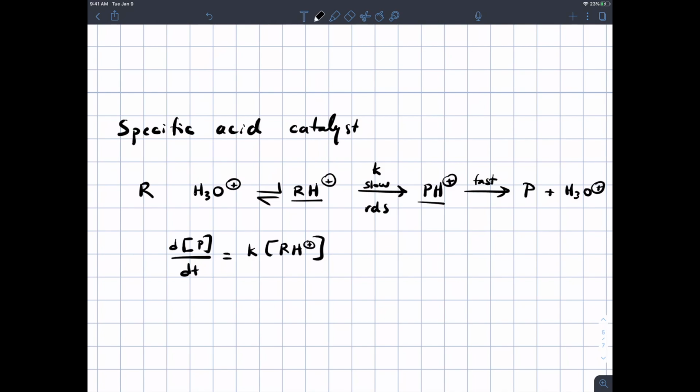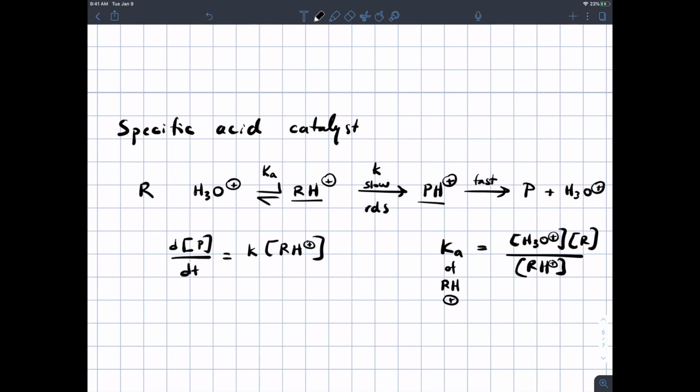Okay. But we may not know at any point in the reaction what protonated R is, but we might be able to follow how much of the original R we have left. And because this is an equilibrium, we can say Ka equals H3O+ times R divided by RH+. And that is the Ka of protonated R. You with me so far?